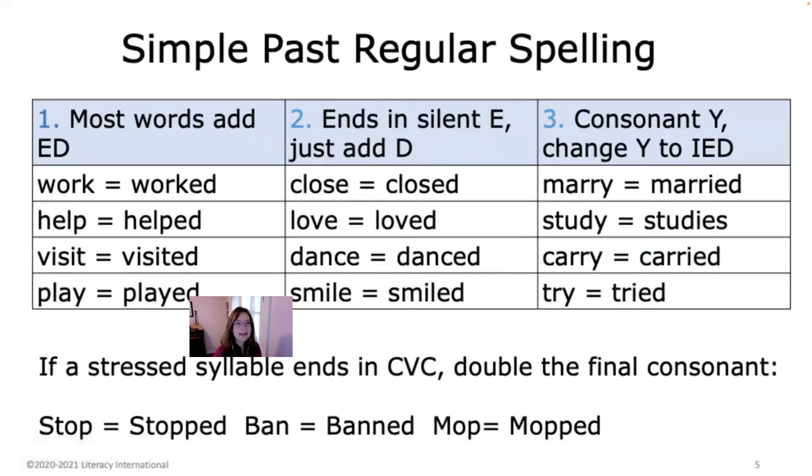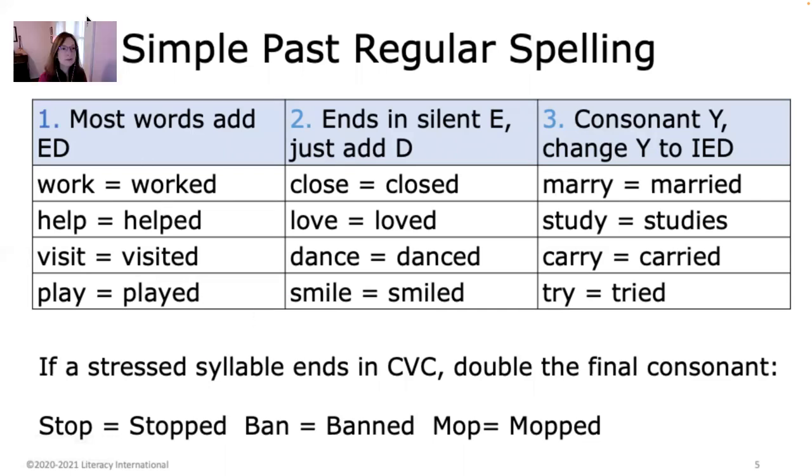Now with spelling of the ed endings, for most words, we just add ed at the end. So work becomes worked, help, helped, visit, visited, play, played. Very simple, just add ed at the very end. For words that already end in a silent E, you just have to add a D. So close, closed, love, loved, dance, danced, smile, smiled.